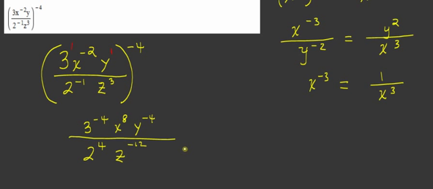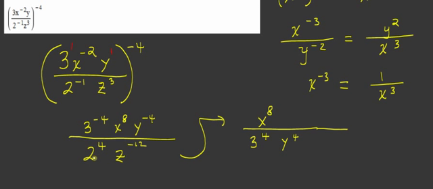Alright, now we just need to make our negative exponents positive. So anywhere I see a negative exponent, I'm going to flip it from the top to the bottom or bottom to the top as needed. So I've got 3 to the negative 4. Well, okay, that's going to go to the bottom as 3 to the 4th power. X to the 8th, well, that's already a positive exponent, so leave it where it is. Y to the negative 4. Well, I'm going to move it to the denominator because it's negative, so I'm going to move it to the bottom and make it y to the 4th.